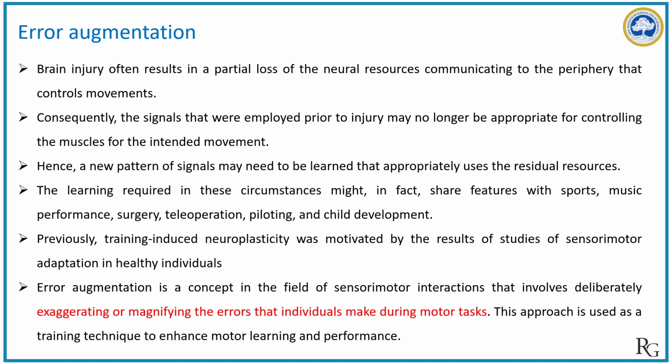The brain must learn new signal patterns to control that movement using whatever neural resources remain or are still intact. This process of relearning motor skills shares similarities with learning in other domains like sports, surgery, music, or child development. One key insight from neuroscience is that the brain is highly plastic. It can reorganize and adapt through training and experience. So error augmentation uses this plasticity of the brain.